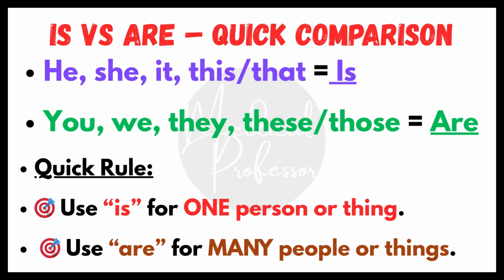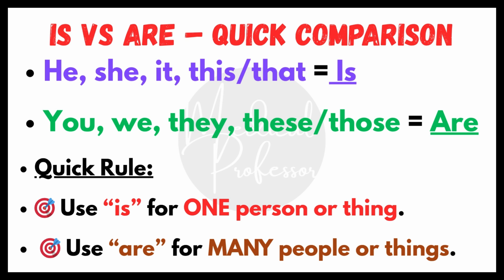Here's how is and are match with different subjects. He is, she is, it is, this or that is, you are, we are, they are, these or those are. Quick rule. Use is for one person or thing. Use are for many people or things. Easy memory tip. If the subject is singular, one person, one object, use is. If the subject is plural, more than one, use are. Even you always takes are, whether you are talking to a person or many.